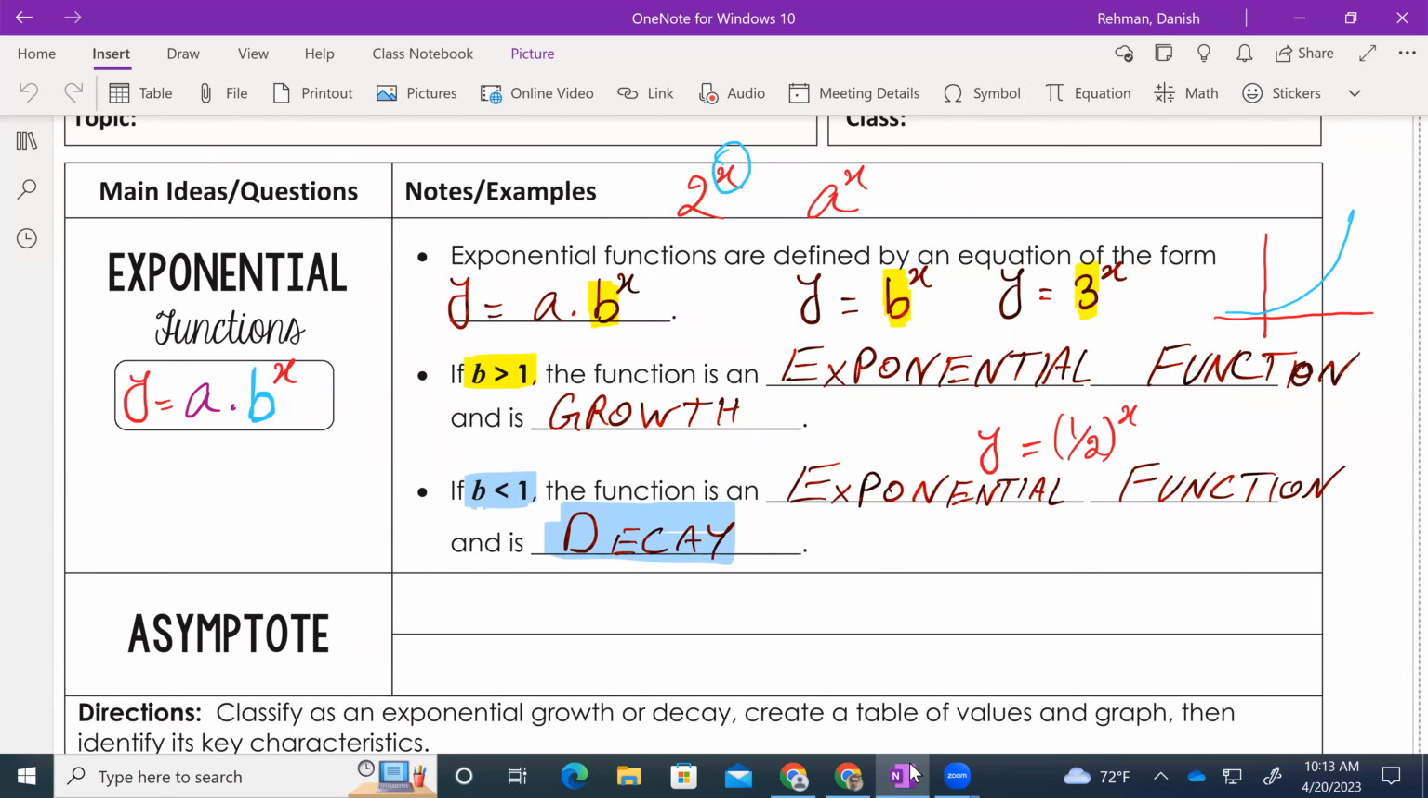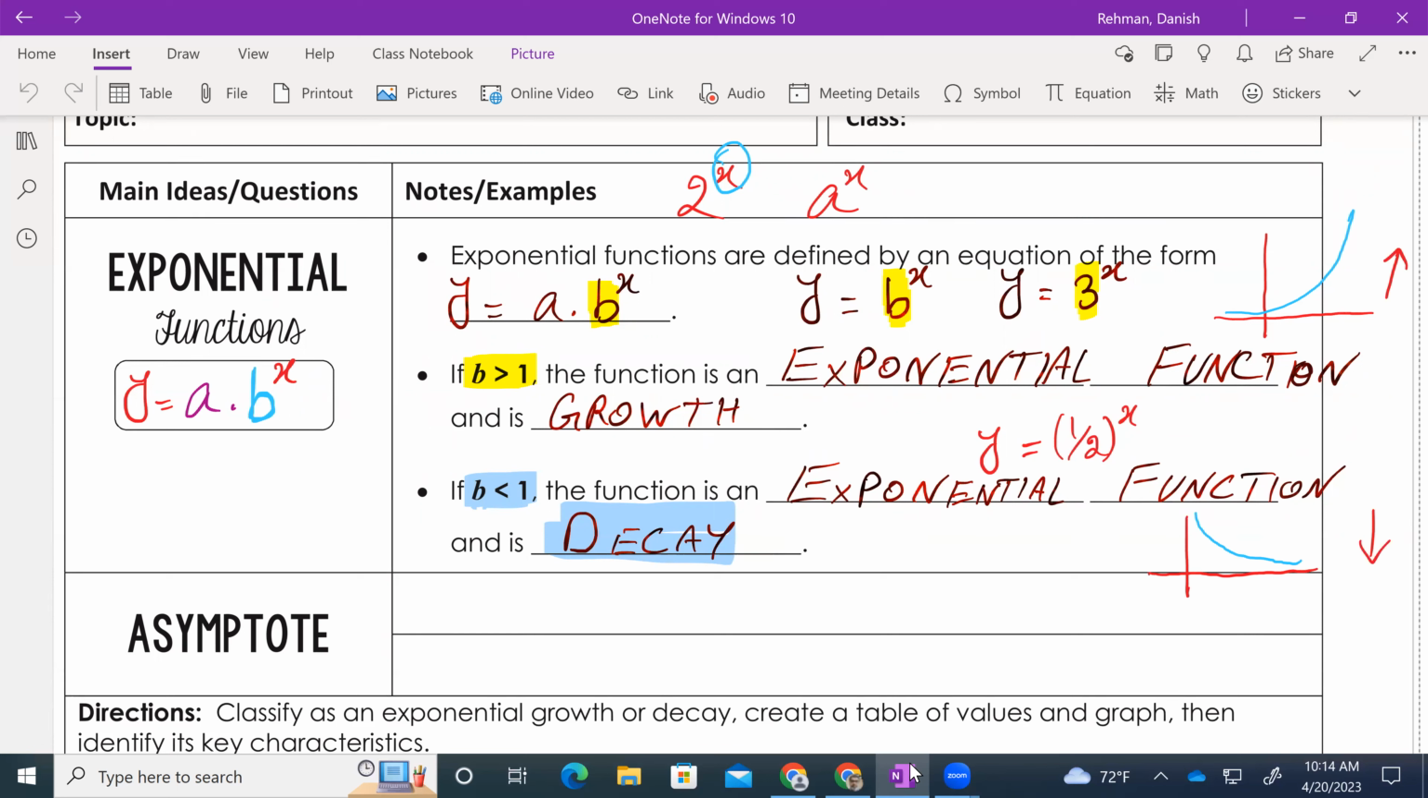And what will happen if the b is less than 1? I will give you an example in the shape of a plot also. We saw that b less than 1 can be a half, it can be 0.2, 0.25, anything like that. And in that case, the function will be plotted something like this. You see, it's going down. When it's going down, that's a decay. When it's going up on the right side, that's a growth.